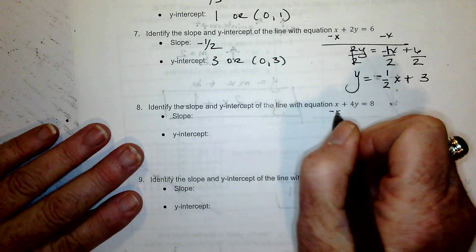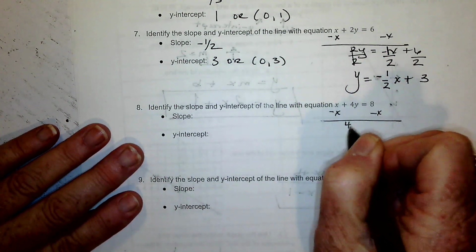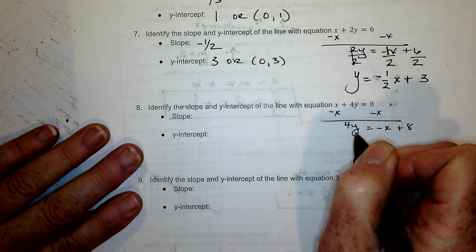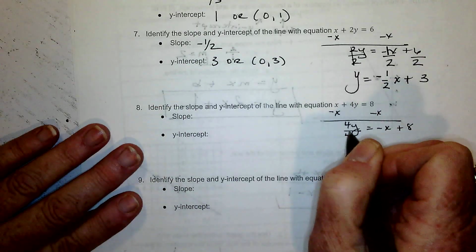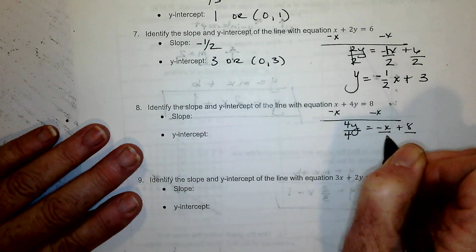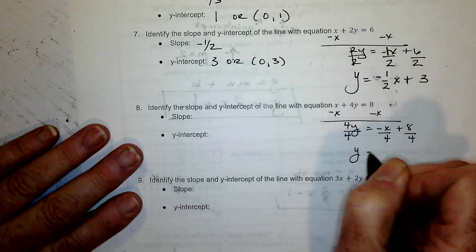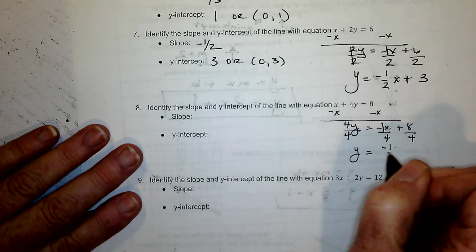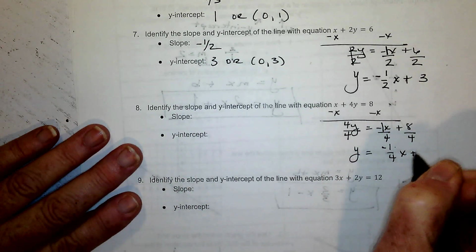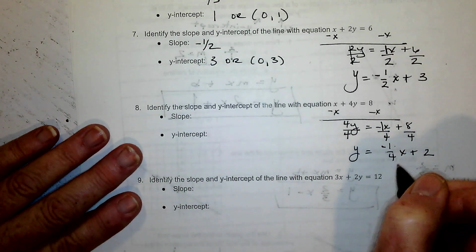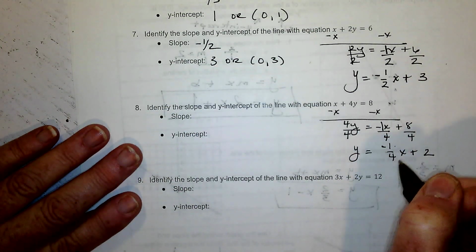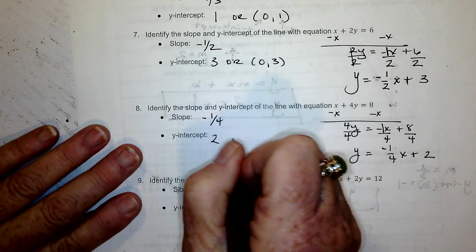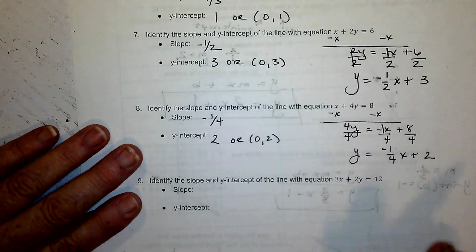So we're going to subtract x again from both sides. We've got 4y is -x plus 8. We need to remove the 4. It's currently multiplied to y, so we have to divide both sides by 4. Again, split it up. And y is equal to, remember there's an assumed 1 here, -1/4 x, and then plus 8 divided by 4 is 2. Our slope is the number in front of x, which is negative 1/4, and our y-intercept is 2, or you can write it as (0, 2).